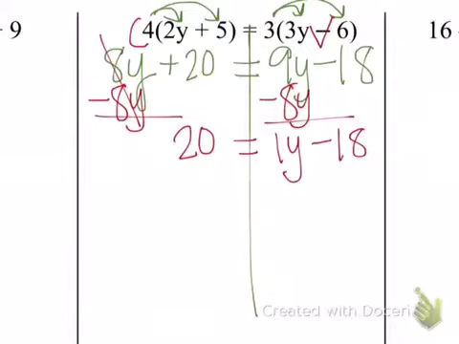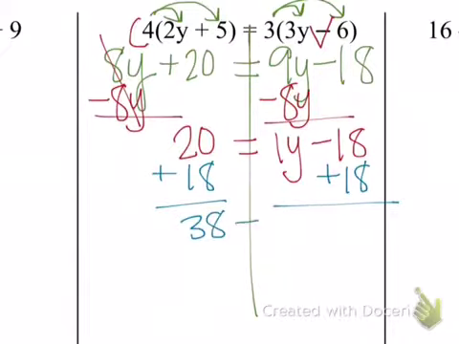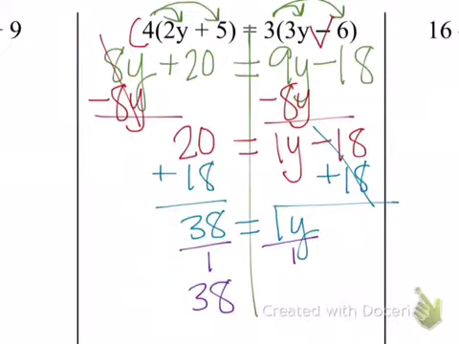I've got my 1y. I need to move this minus 18 because it's on the same side. So to do that, I'm going to do plus 18 on both sides. That's going to give me 38 on the left equals 1y. You can divide by 1. Dividing by 1 does not change anything, but if we want to do that, we can. Divide by 1, divide by 1. I just get 38 equals y.